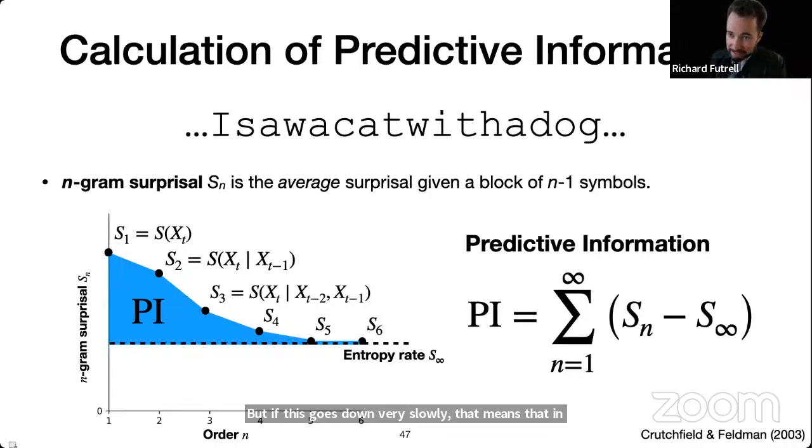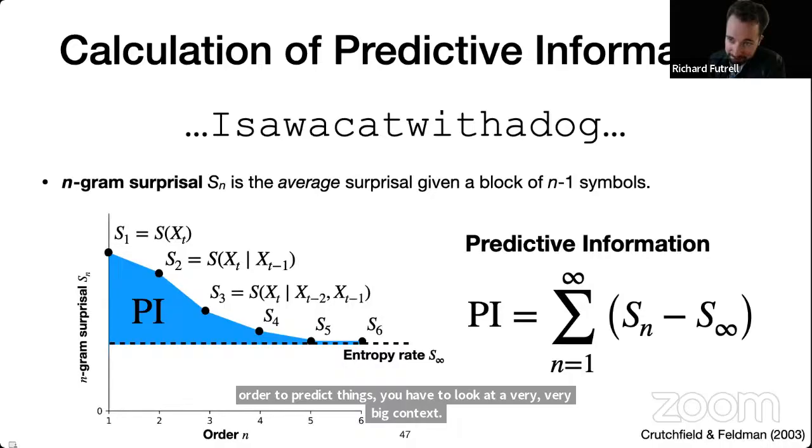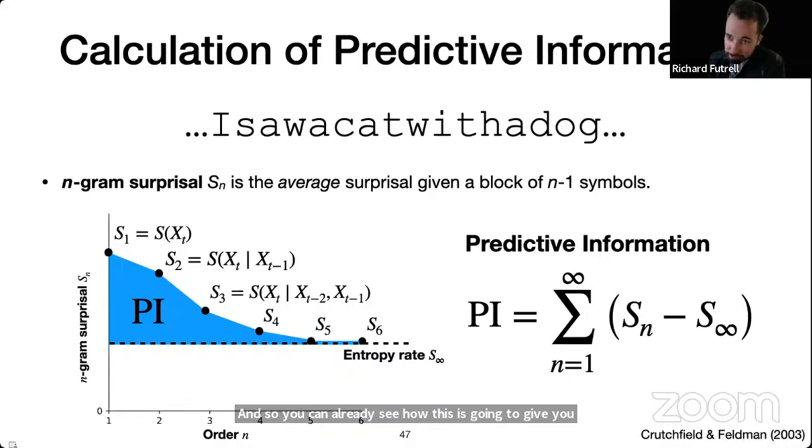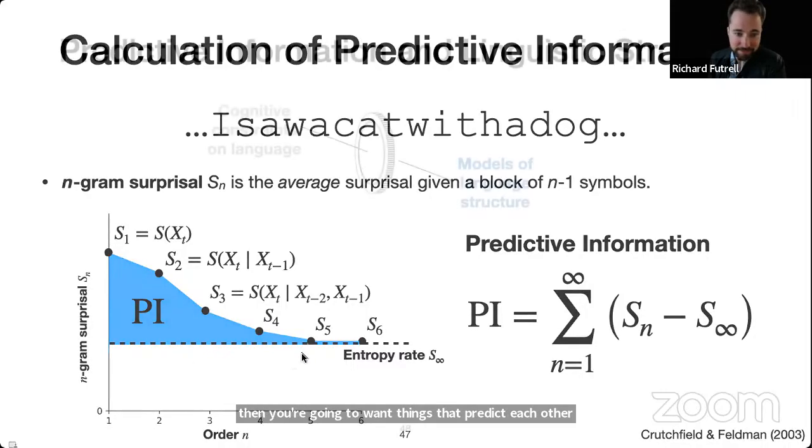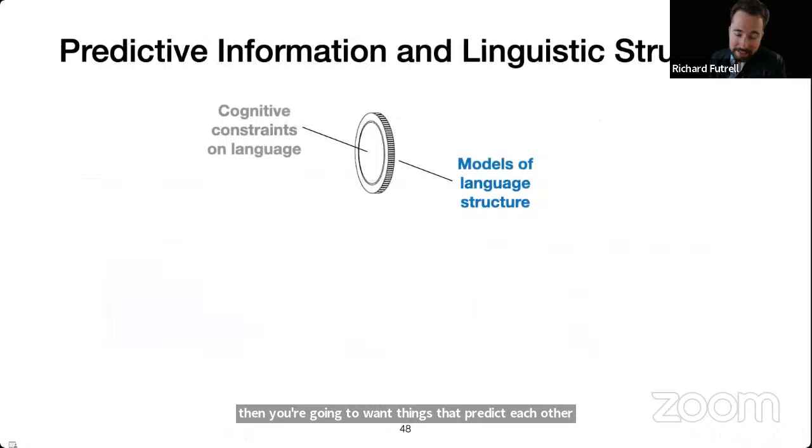And so you can already see how this is going to give you something like information locality. If you're minimizing predictive information, then you're going to want things that predict each other to be close to each other so that this curve goes down fast. So that's a principled cognitive constraint on language.